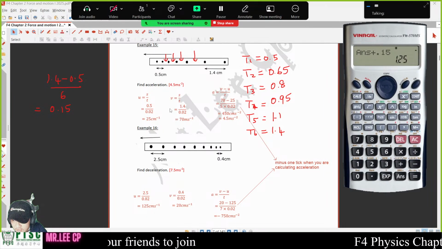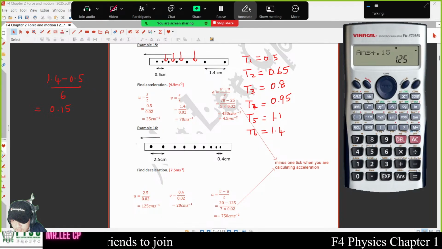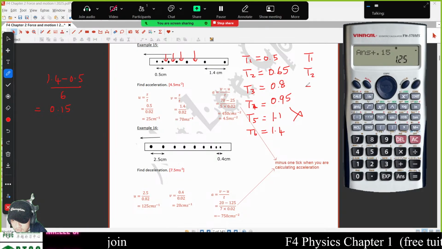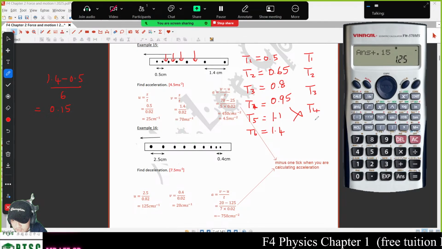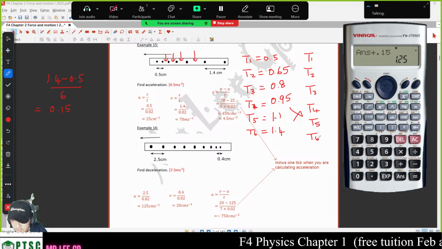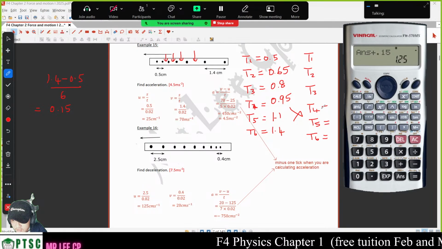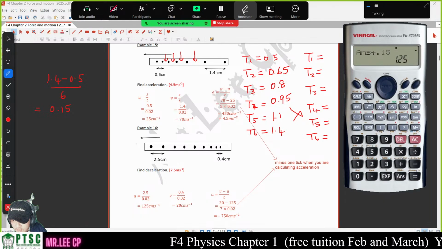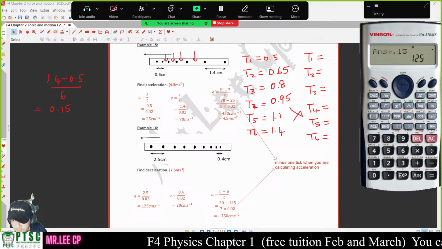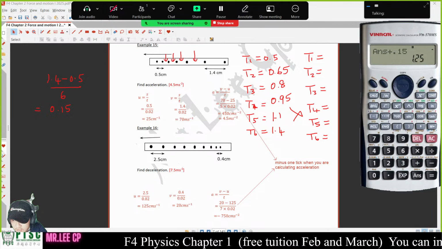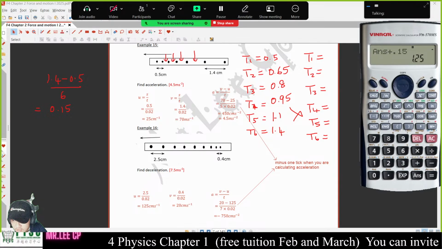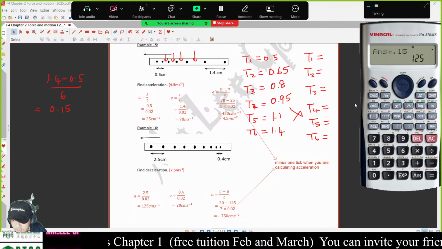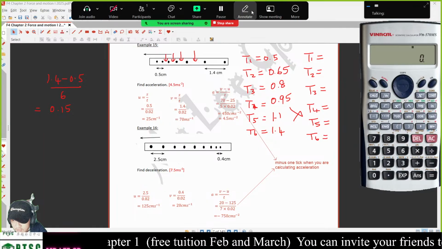Okay, this is wrong, right? Okay, never mind. I try to do another one. This one is wrong. So T1, T2. Okay, the first term is 0.5.